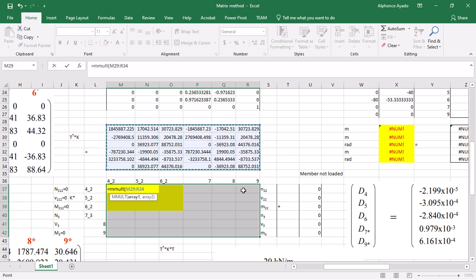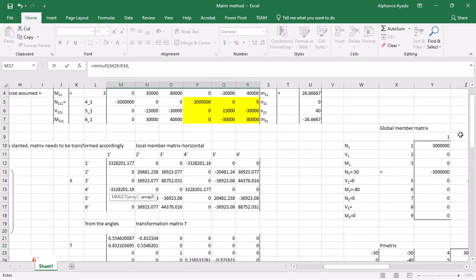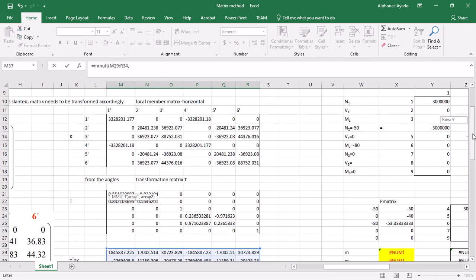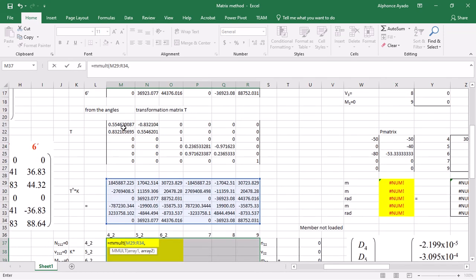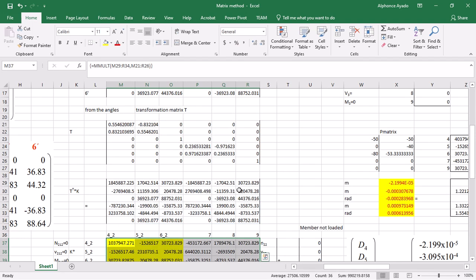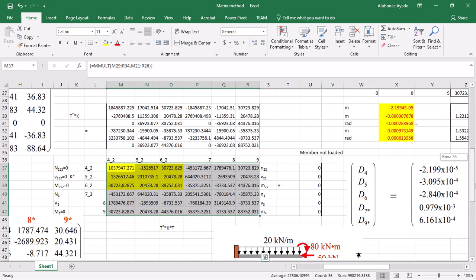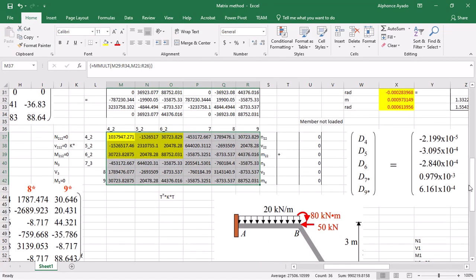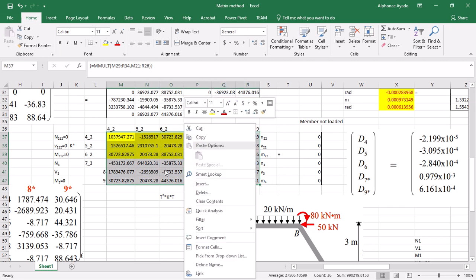Then you select the transformation matrix, Control Shift and Enter. Alright, so you get your solution. That's one way. Another way, a simpler way actually is, I don't know which one is simpler, depends on you, but I think this is simpler.